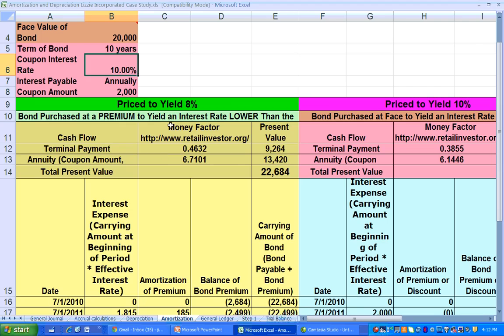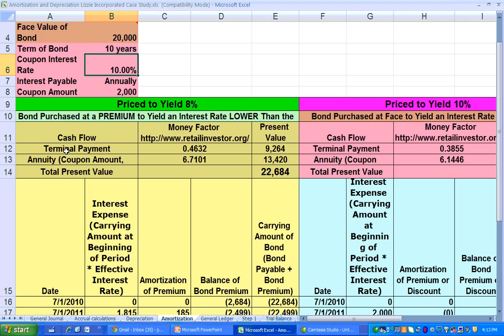So let's see, what is this bond? Well, let's think of it as a cash flow, and there's 2 different cash flows. So Lizzie Incorporated sells the IOU, and what she's promising is, I'm going to pay you $2,000 a year for 10 years, so there's going to be 10 payments of $2,000. That's an annuity. And there's a terminal payment, the $20,000 that is due in 10 years.